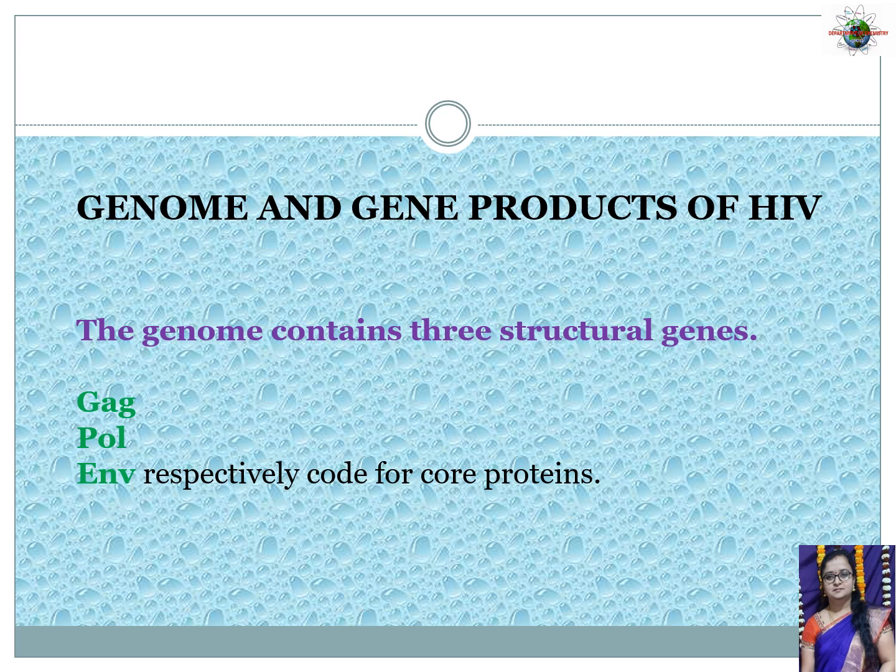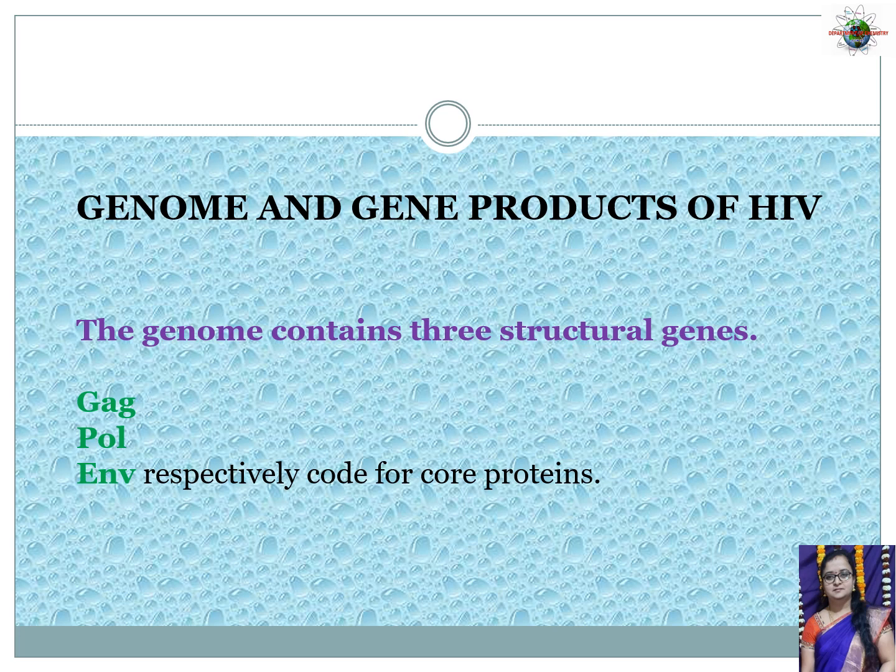Genome and gene products of HIV. The genome contains 3 structural genes, GAG, POL and ENV respectively. These code for the core proteins, reverse transcriptase and envelope proteins. That means GAG is the core protein, POL is the reverse transcriptase and ENV is the envelope proteins.